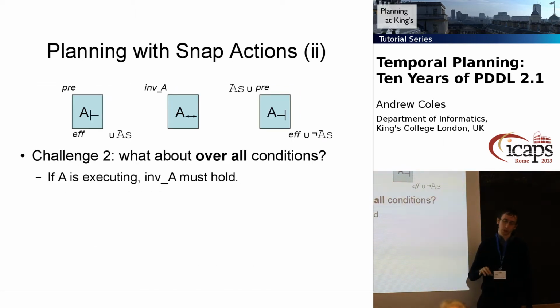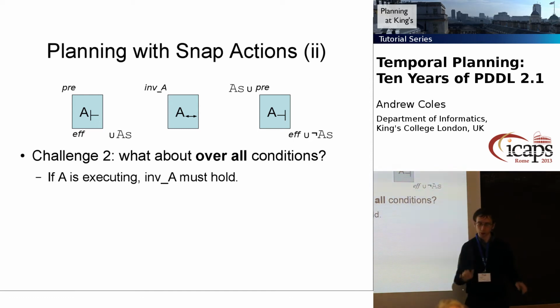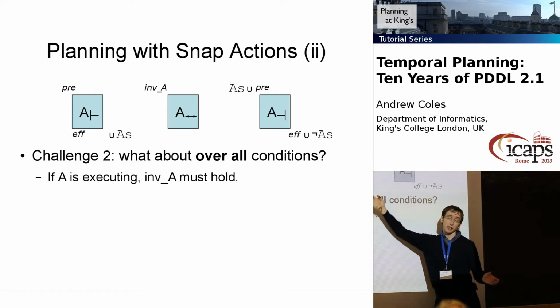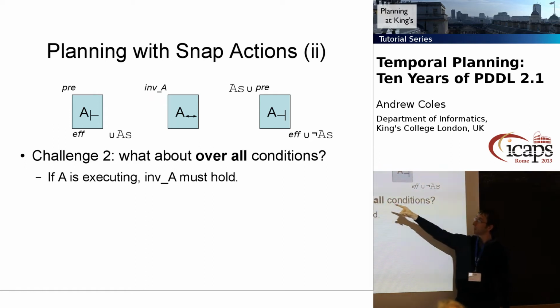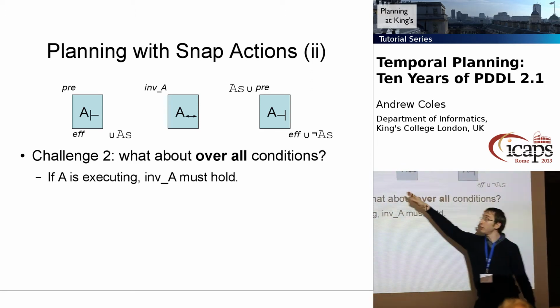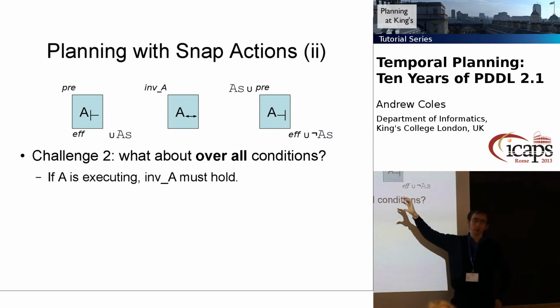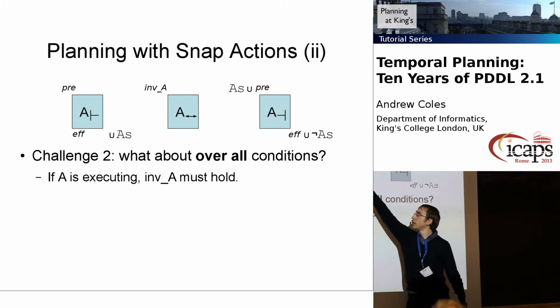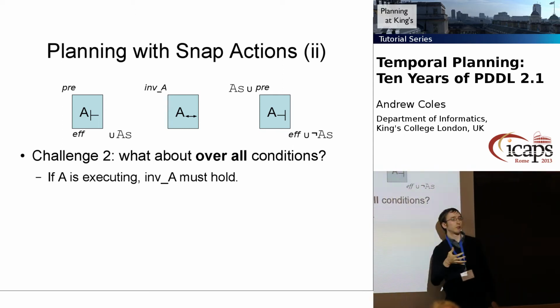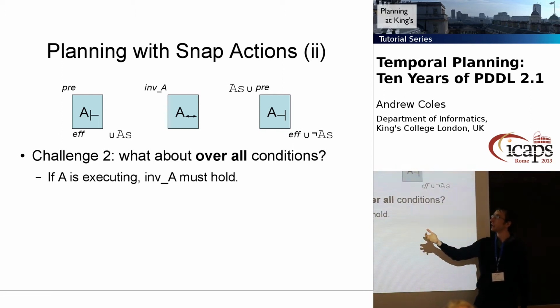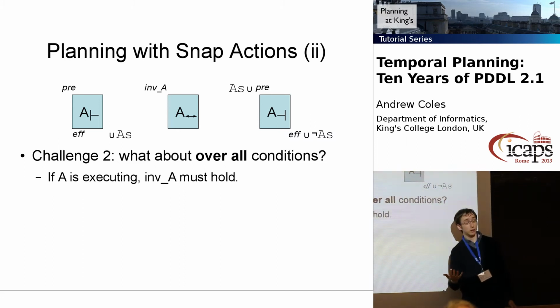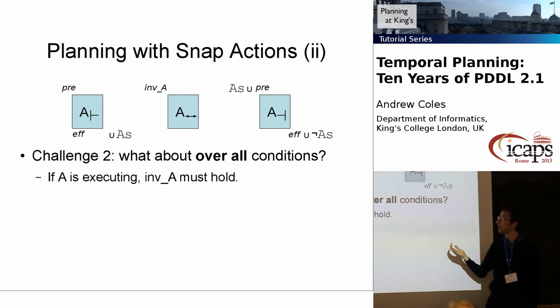Well, the second challenge related to temporal planning comes back to these overall conditions, which I'll just put to one side for a moment. In LPGP, it was a layered graph plan style approach where they had these invariant actions in the middle, and they said if we have a layer where we have started A and we haven't finished A, then at every layer between those 2 points, we apply this invariant action. And because that invariant action has those conditions, then in graph plan it forces a mutex with anything which might violate those conditions.